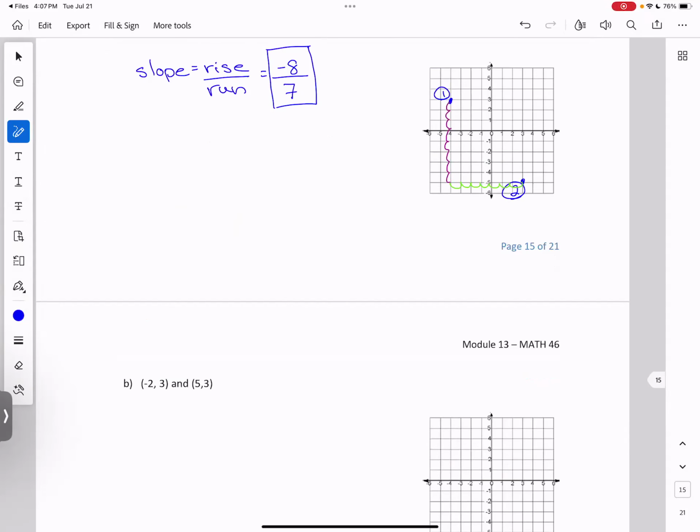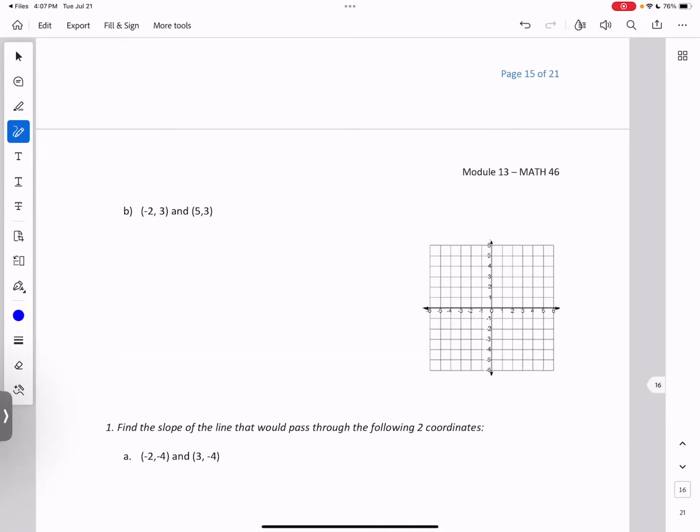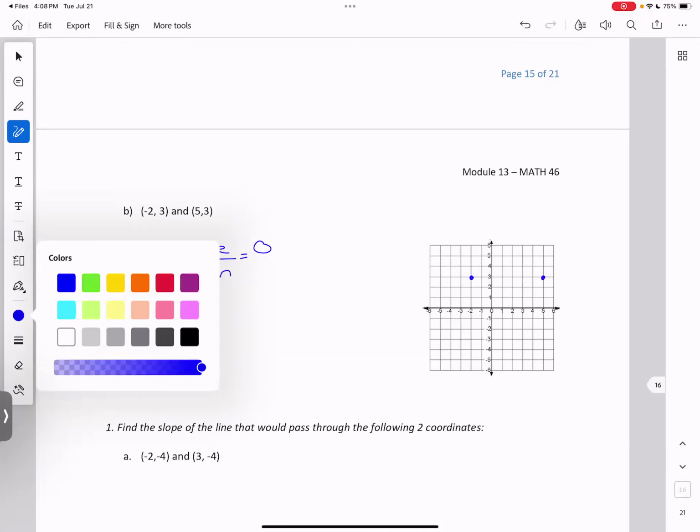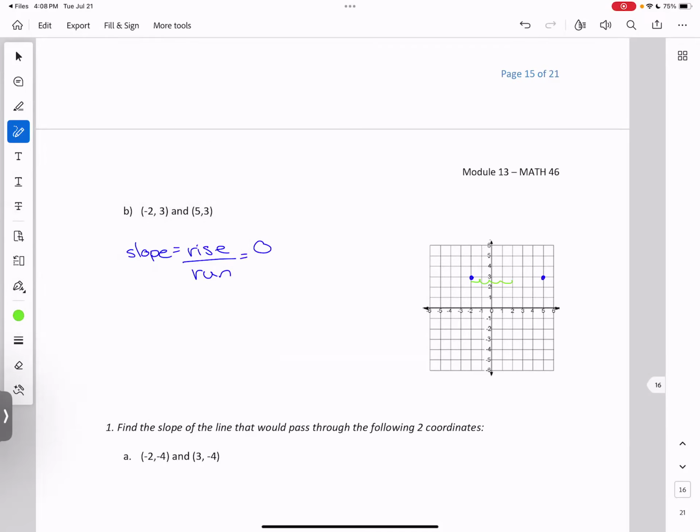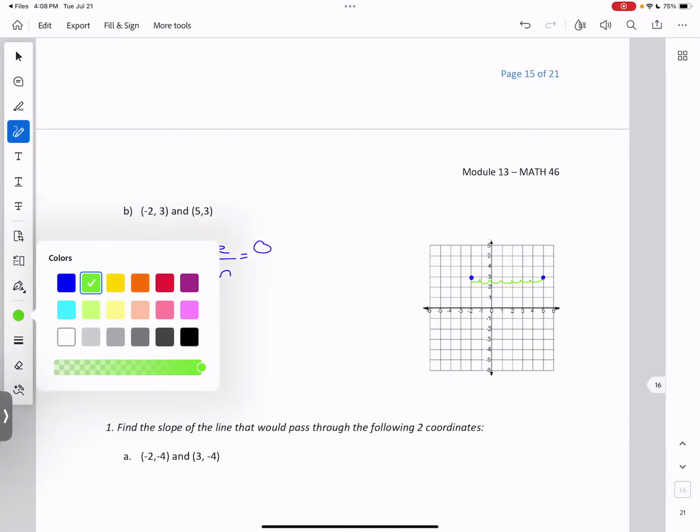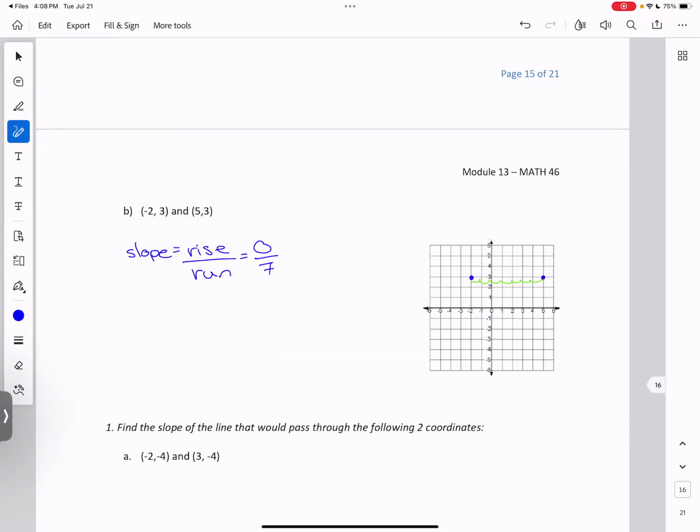Okay. Another one we can do graphically. So we've got a point -2 and 3, and 5 and 3. And what you'll notice this time is our rise between those points is 0. There is no difference in height between those points. So slope is rise over run. Our rise is 0. Our run would be 1, 2, 3, 4, 5, 6, 7. Doesn't really matter because any 0 over any number is going to give you a slope of 0.